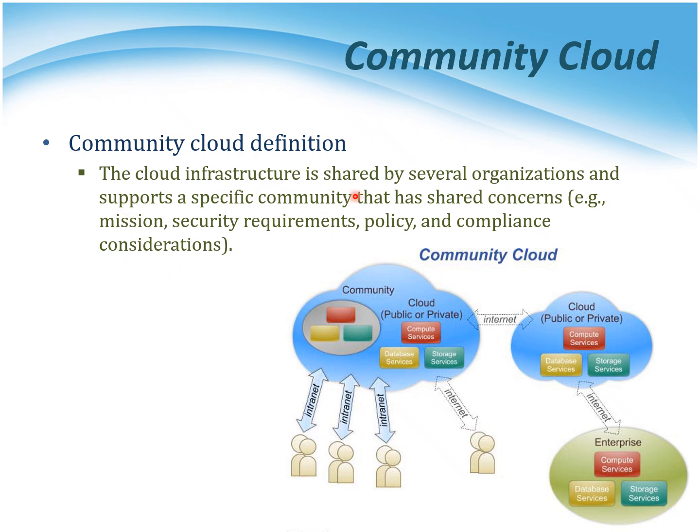Community cloud, the cloud infrastructure is shared by several organizations and supports a specific community that has shared concern. Example, mission, security requirement, policy and compliance consideration. So this is the one specific community, and then that will be called as community cloud. So it is just kind of mix of private and public cloud. So specific shared by several organizations, not a particular organization, but it is not a public also.